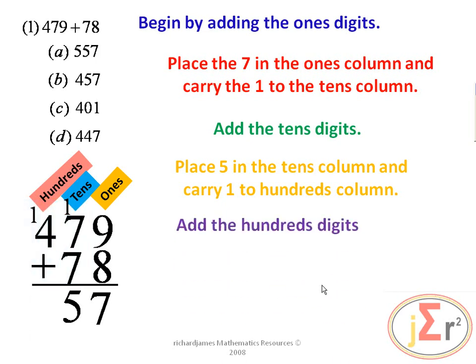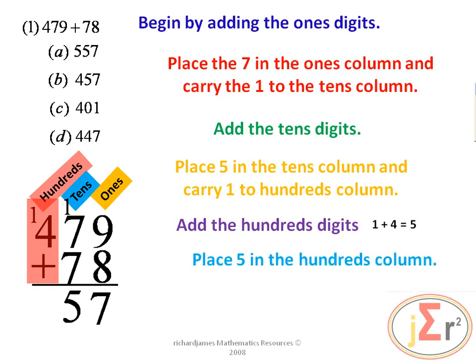Add the hundreds digit. What will we get when we add the hundreds digit, Jerry? 4 plus 1 equals 5. Okay, as long as you do not forget that we have the 1 also to be included. We include that 1, so we get 4 plus 1, and that is equal to 5. Place 5 in the hundreds column. We are adding the hundreds digit, therefore the result will go into the hundreds.